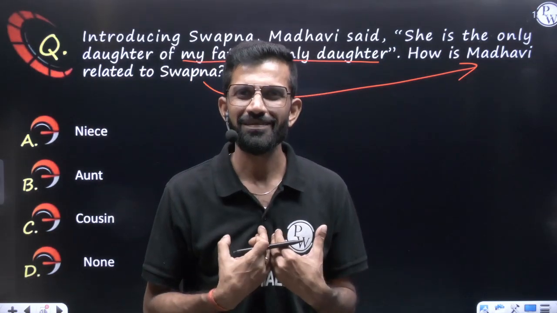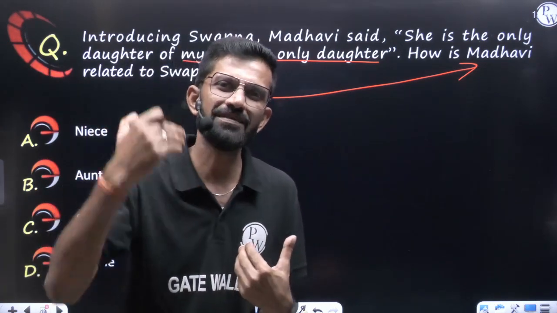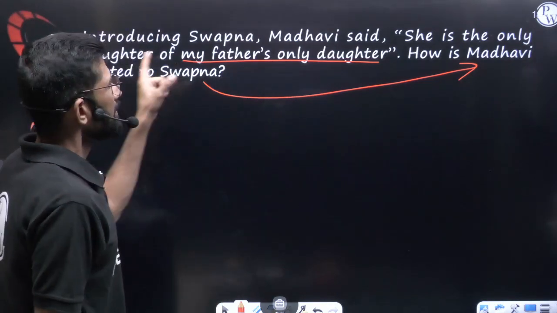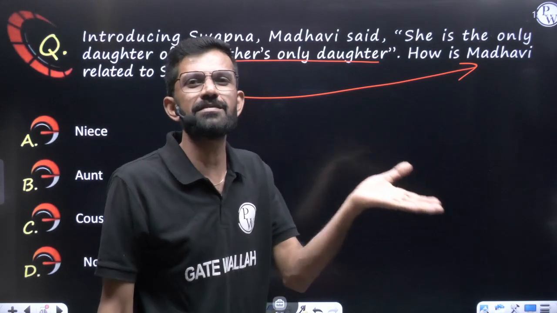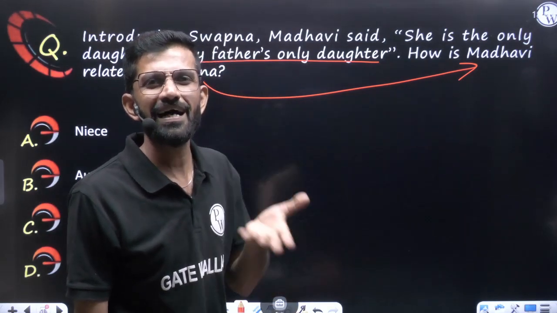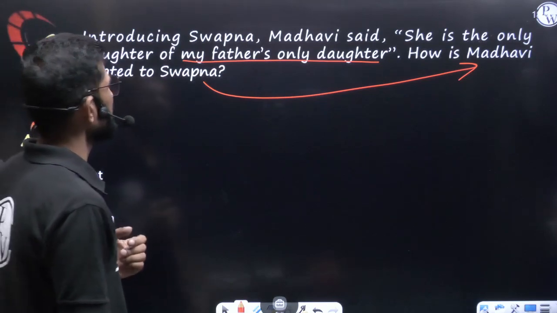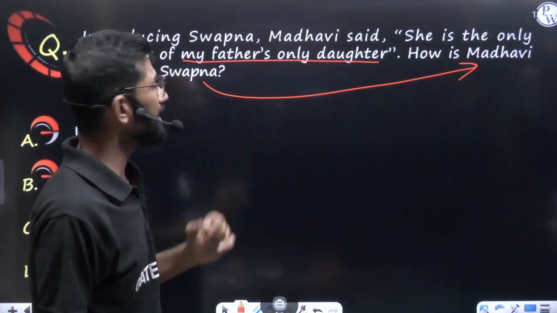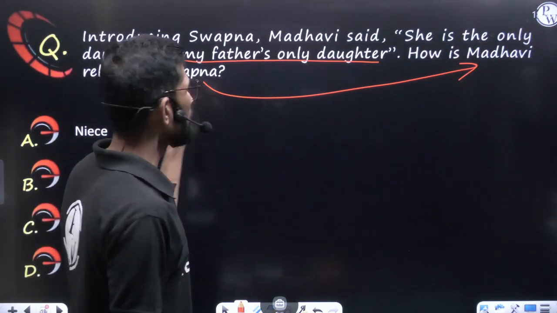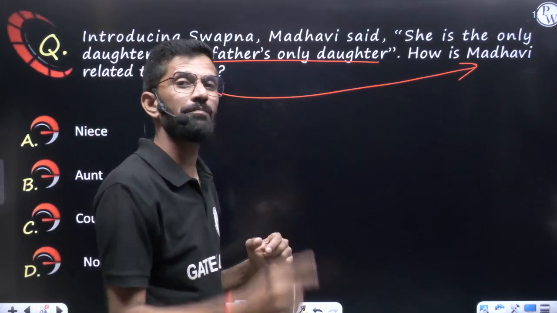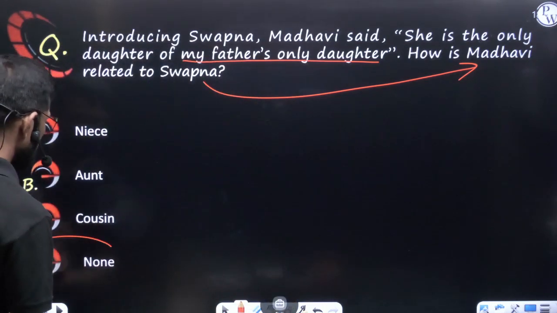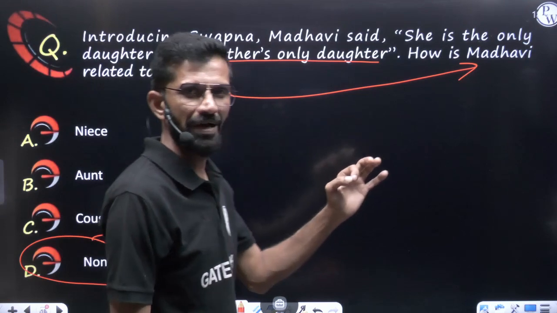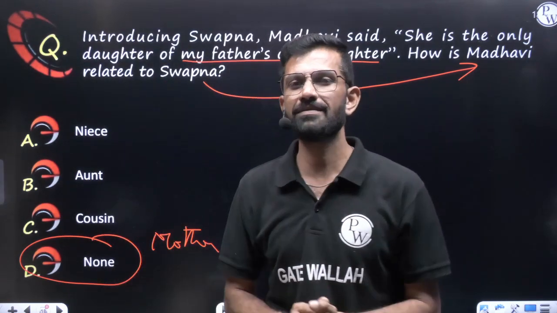That will be me. Because one girl is saying, my father's only daughter. That is me. So for this part, you can say me. She is the only daughter for me. She is the daughter. That's it. I am the mother. So here, how is Madhvi related to Swapna? This sentence was said by Madhvi. So Madhvi is the mother and Swapna is the daughter. So Swapna will call Madhvi as mother, and Madhvi will call Swapna as daughter.